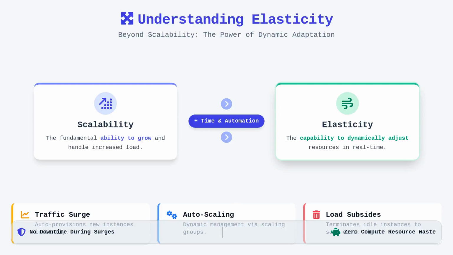Elasticity takes the concept of scalability a step further by introducing the factor of time and automation. While scaling is the ability to grow, elasticity is the capability to dynamically adjust resources to match demand fluctuations in real time. An elastic system automatically provisions new instances when traffic rises and terminates them when the load subsides. This mechanism, often implemented through auto-scaling groups, allows the system to remain lean during off-peak hours while scaling rapidly during periods of high traffic. By leveraging this, modern applications avoid downtime during unexpected traffic surges while simultaneously preventing the waste of compute resources.